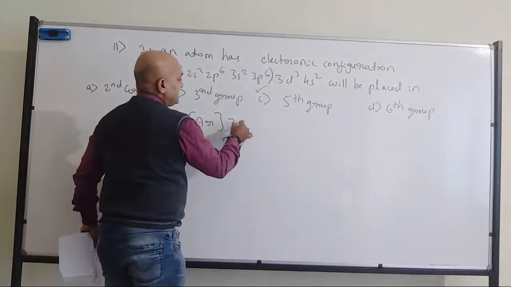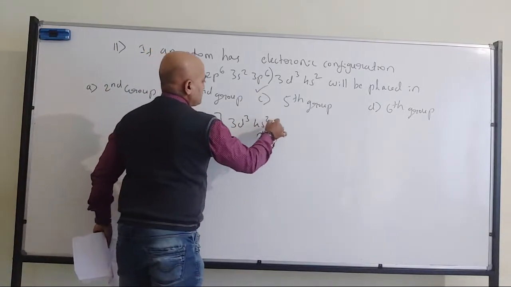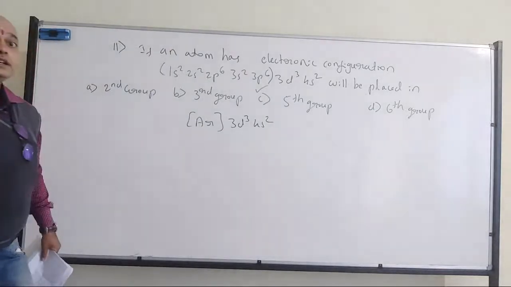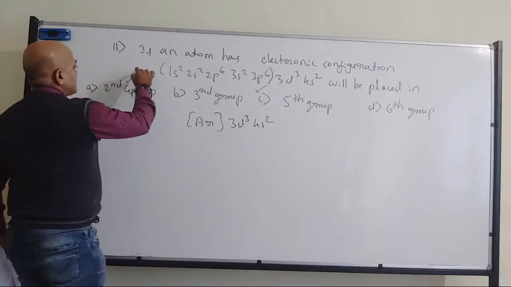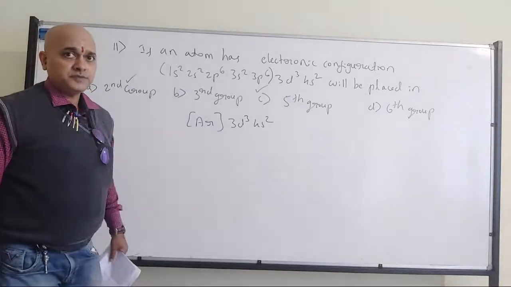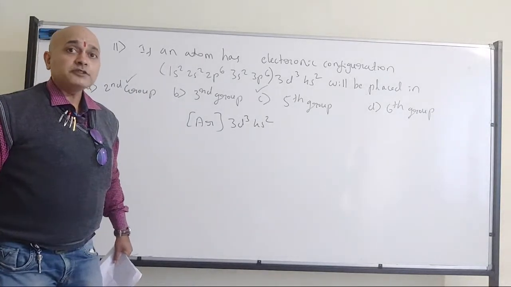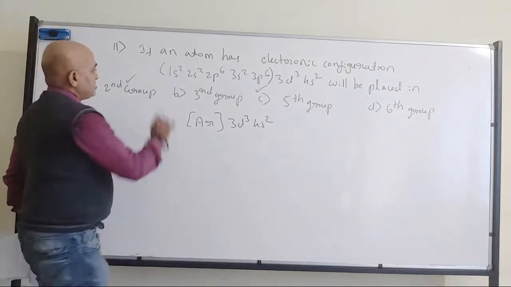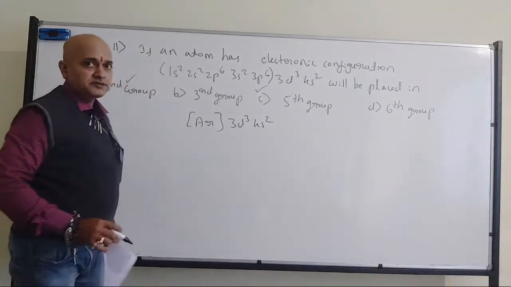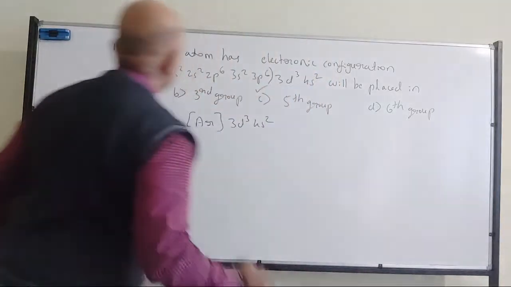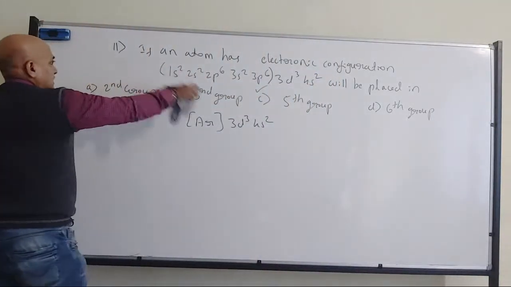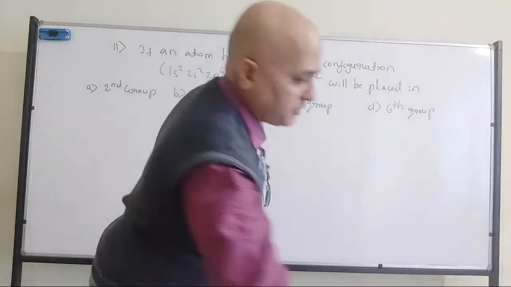Now 3d3, 4s2, naturally it belongs to D block elements, transition metals. That means it should not belong to the second group, because the second group is alkaline earth metals. So option A is discarded. The answer is option C, no doubt.